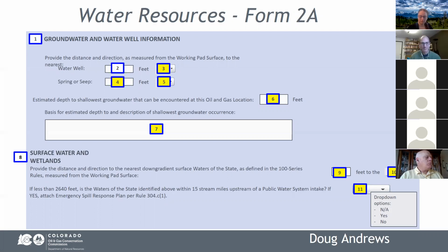Again, if there isn't one within a mile, just put 5280. The direction at that point really won't matter. If there's no spring or seep within a mile, just put 5280.